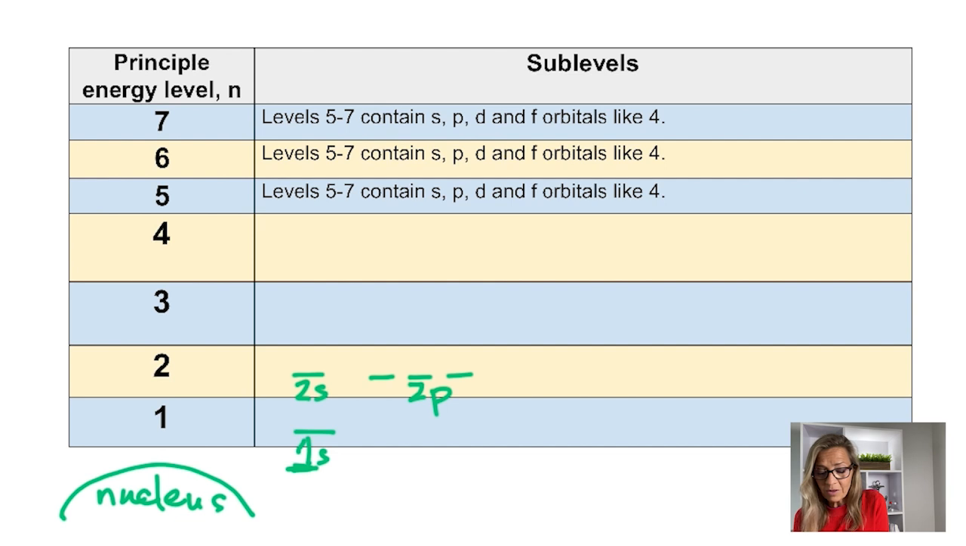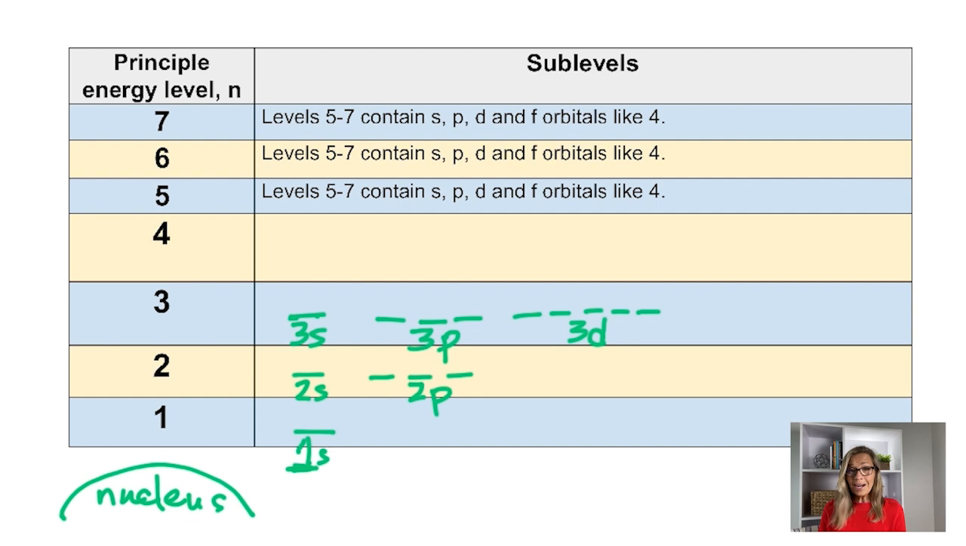Let's go to the third level. On the third level, we have an s orbital, and that would be the 3s. And then we also have p orbitals, which always occur in threes. And then this level is larger. We have d orbitals this time, and they occur in fives, so I'm going to draw 5 dashes representing the 5 orbitals. Can you tell already that there's more capacity for electrons on the third level than on the second?